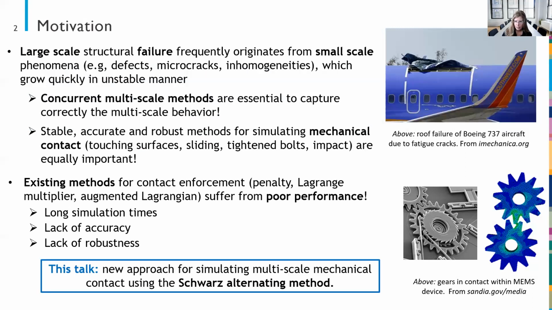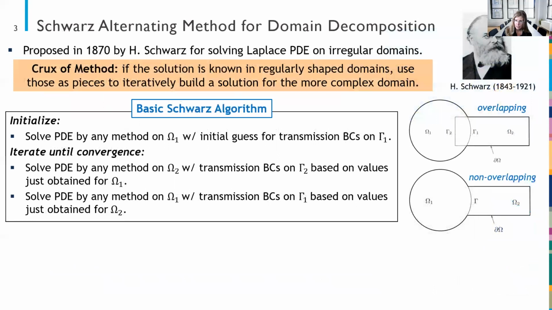And so in this talk, I will be presenting a new approach for simulating multi-scale mechanical contact that's based on an approach known as the Schwarz alternating method. I'll overview this approach on the next slide before getting into the details of how we use this approach for enabling contact. So the Schwarz alternating method is summarized here.